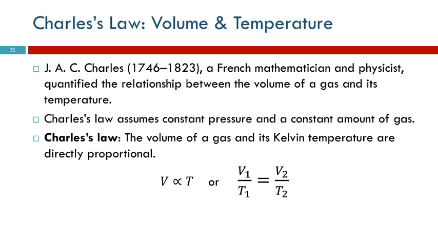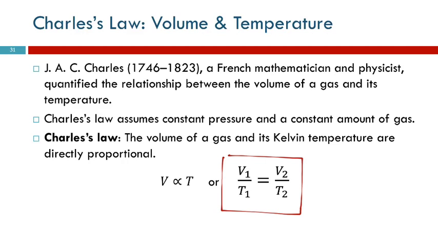So J.A.C. Charles was a French mathematician and physicist, and he studied this relationship between the volume of a gas and its temperature, back in the 1800s. His law assumes that we keep the pressure constant, because we know that changing the pressure will change the volume, so we don't want to mess around with that. We'll leave the pressure constant and the amount of gas constant, and just look at the relationship between temperature and volume. His law says that the volume of a gas and its Kelvin temperature are directly proportional. The way this is usually written is V1 over T1 equals V2 over T2.